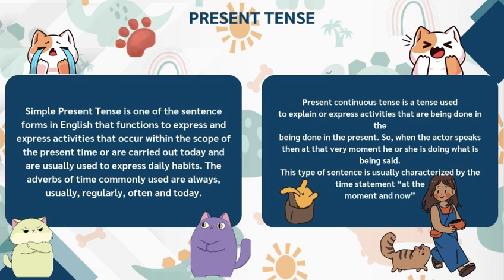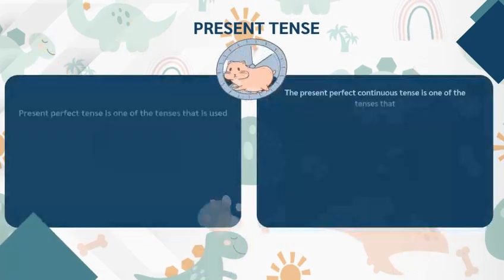Present continuous tense is a tense used to explain or express activities that are being done in the present. So, when the actor speaks, at the very moment he or she is doing what is being said. This type of sentence is usually characterized by the time statements at the moment and now.